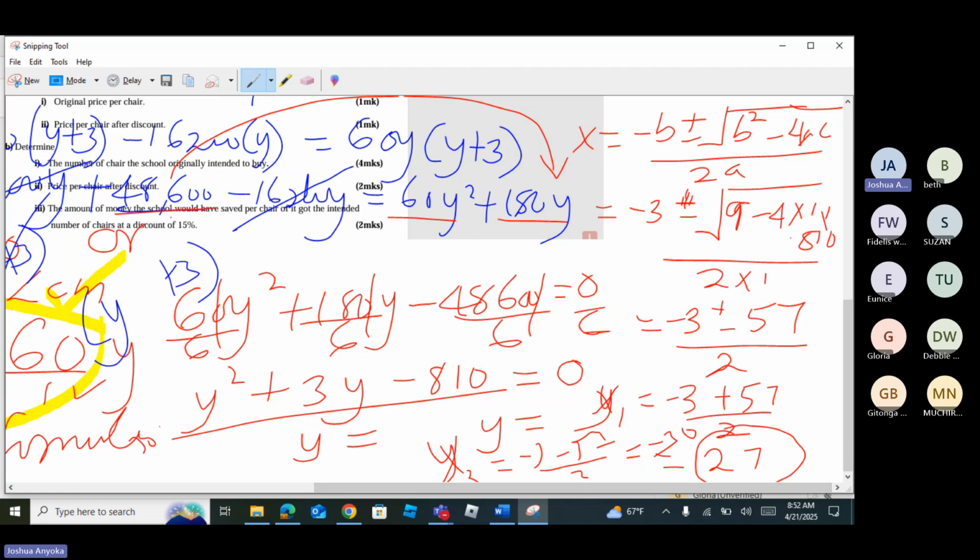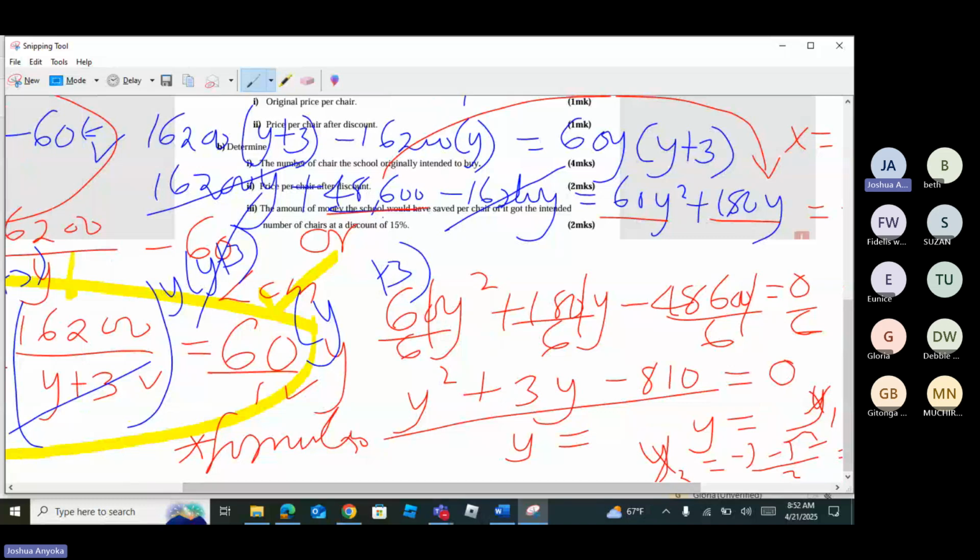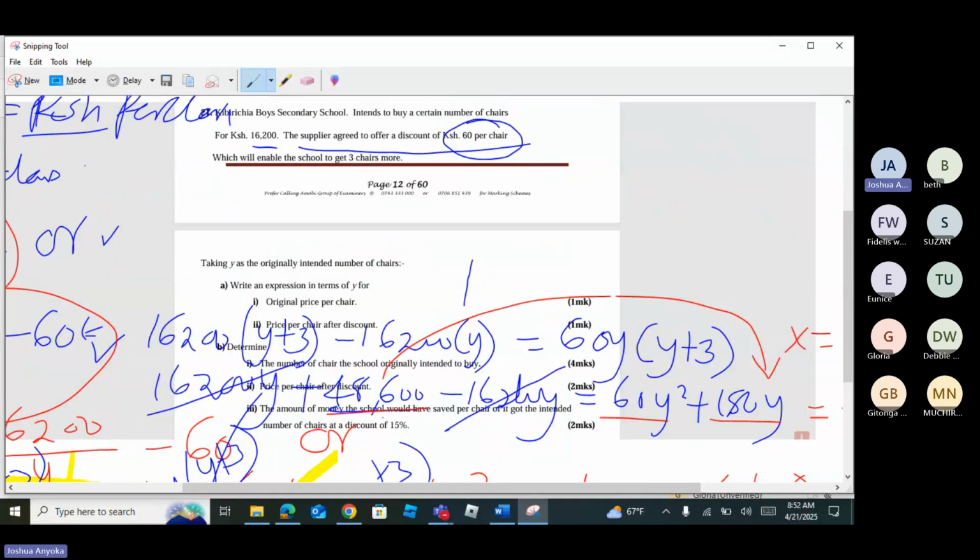The value of y was the original number of chairs the school originally intended to buy, and now y is 27.